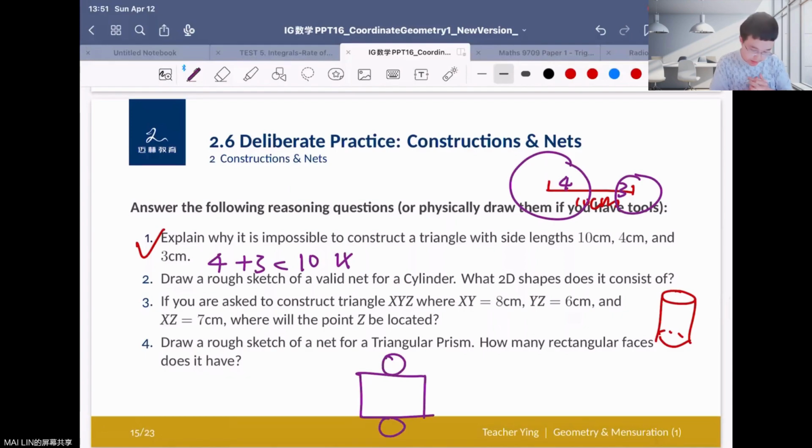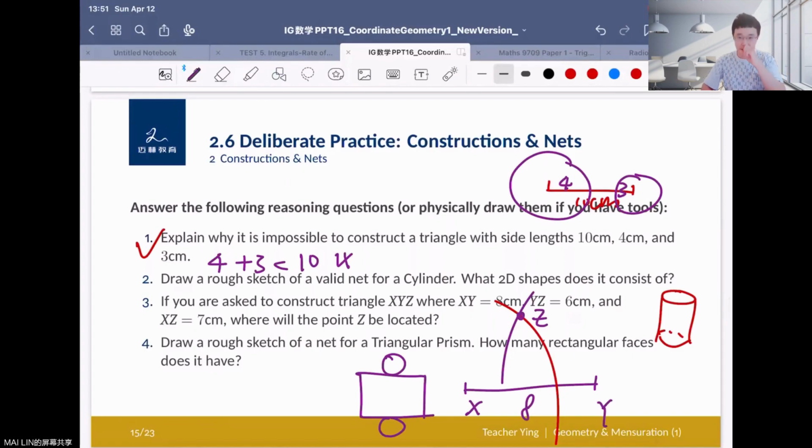For problem 3, we construct the triangle XYZ. First draw XY, which is 8 centimeter. Then YZ is 6 and XZ is 7. Draw two circles, one centered at X and one at Y, and the intersection point is Z.